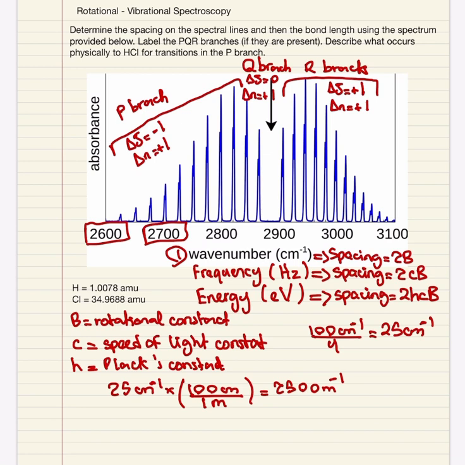So we have a formula: spacing is equal to 2B. The spacing is 2500 meter inverse, which is equal to 2B, and we need to determine the rotational constant B. So we'll divide that by 2, and if we divide 2500, we get 1250 meter inverse.